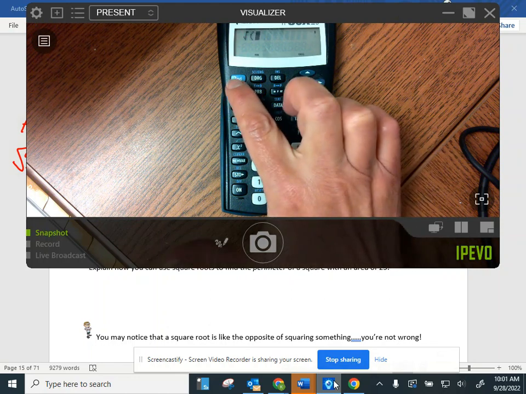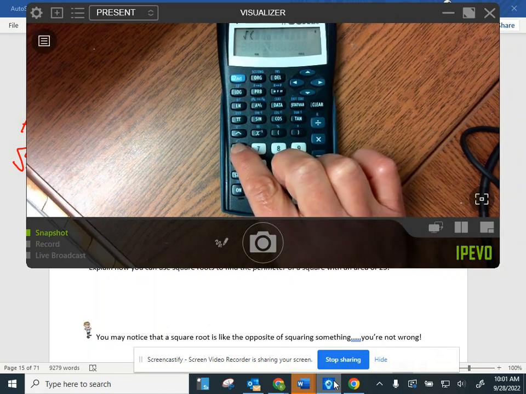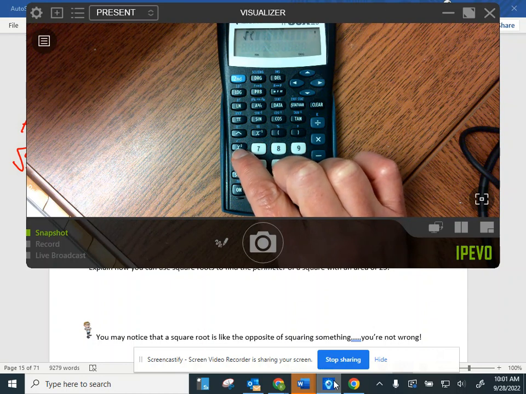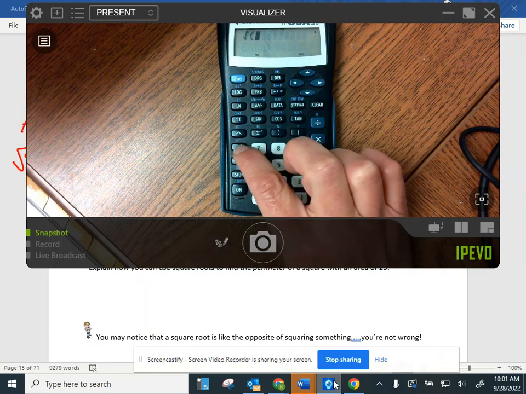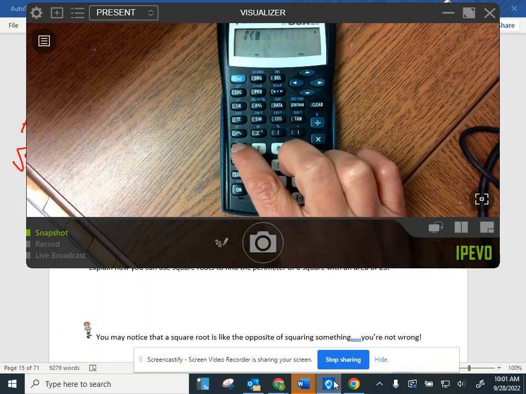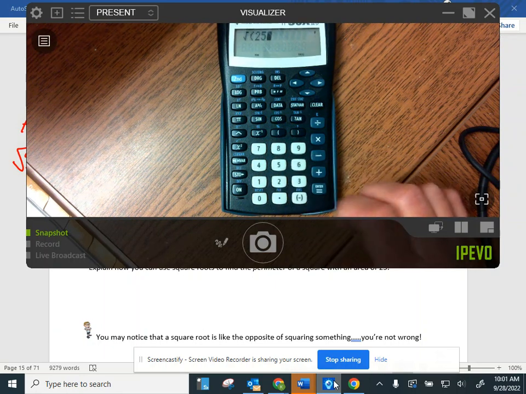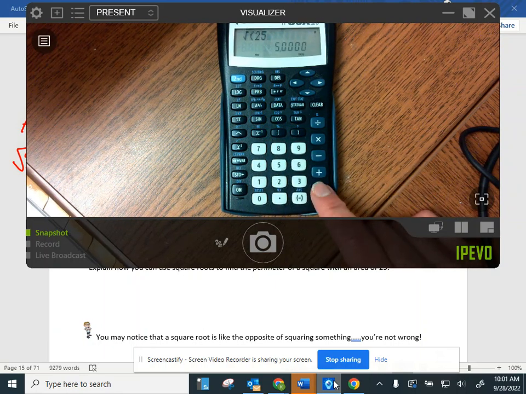So you do the second, and then you find that little square root. On my calculator, I have my x squared button, and right above it is the square root. So I do second, and then I do the button that's right under it. And then let's say I want to find that the square root of 25 equals 5.